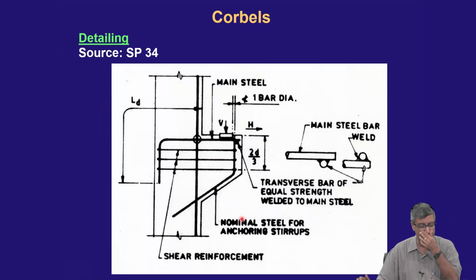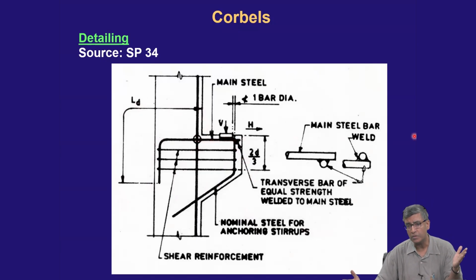Now, this is a sketch I have taken from SP34. Please stay familiar with it. We teach this in our undergraduate course. Okay, the main steel is this one, which has to be bent. Please note, it is shown that we have to give the development length from the face of the column. But then it also needs development length on the other side.